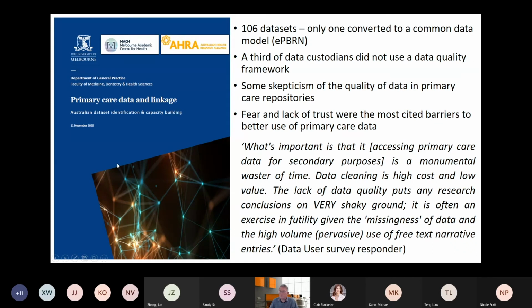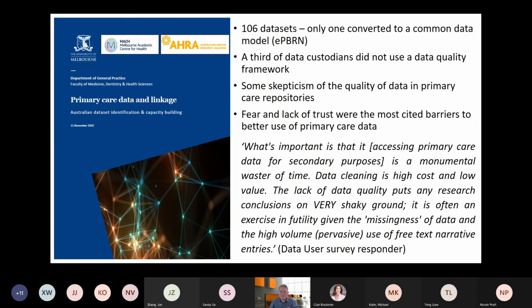A couple of years ago, we did a survey to try and find out what primary care databases are available in Australia, and it's due to be released pretty imminently. And it was quite sobering.